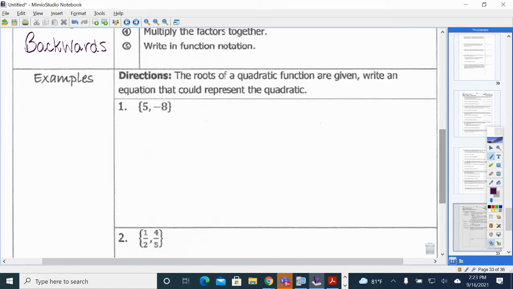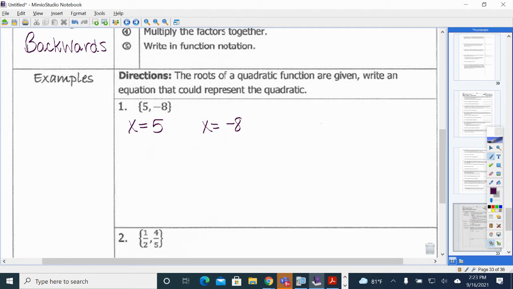So number 1 here in the directions says the roots of a quadratic function are given. Write an equation that could represent the quadratic. Again, these would have been our solutions. We have real rational answers of 5 and negative 8. Step number 1 is going to tell us to take x and set it equal to each root. Now, if we had fractions, which we don't, we would want to multiply by the denominator.